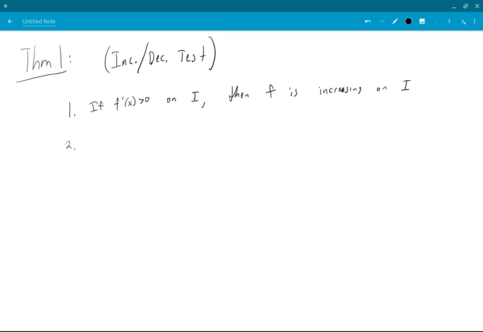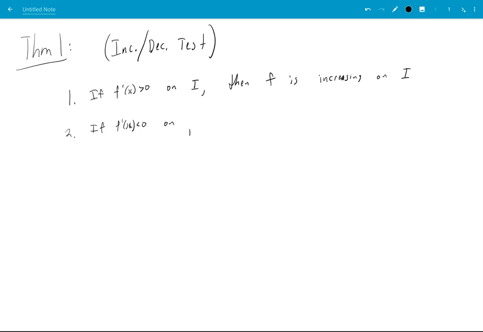Number 2: if f prime of x is less than 0 on I, then of course we have decreasing on I. Number 3: if f prime of x is always 0 on I, then f is flat, constant, on I.